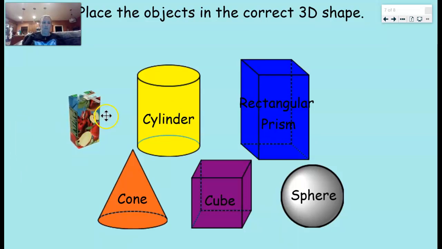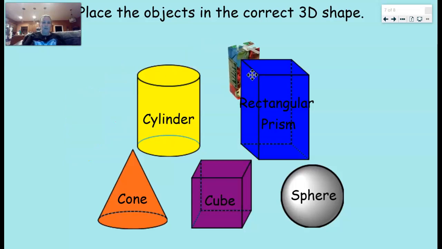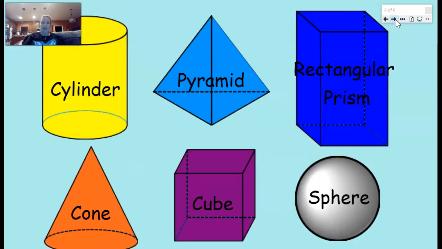It's not curved in the middle like a cylinder, but it is longer, and I see like a rectangular shape right here. Well, that means it's going to be a rectangular prism. Yay, good job, guys. We did it. Now remember, say it with me. Cylinder, pyramid, rectangular prism, sphere, cube, and cone.